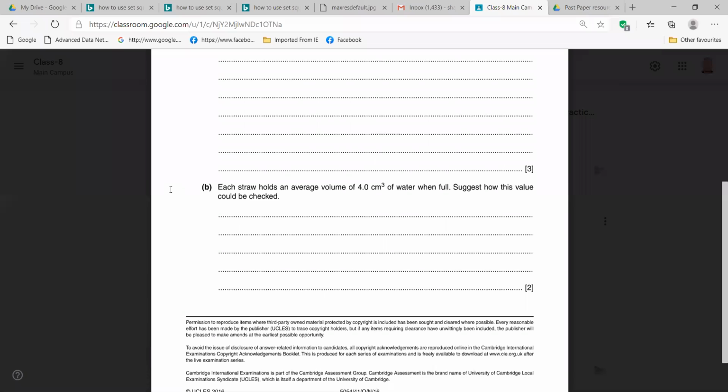With the scale. With a scale you can measure volume? Measuring cylinder. Yes, measuring cylinder. You will fill the straws, right? All the straws you will fill, one after another. Then you will take that amount of water into the measuring cylinder, for all of them.